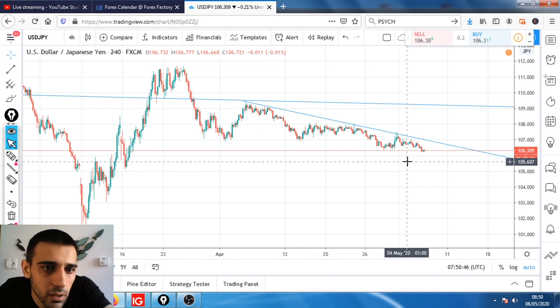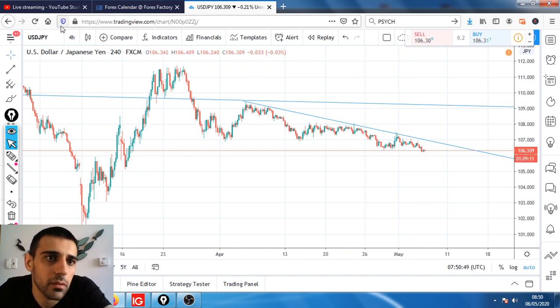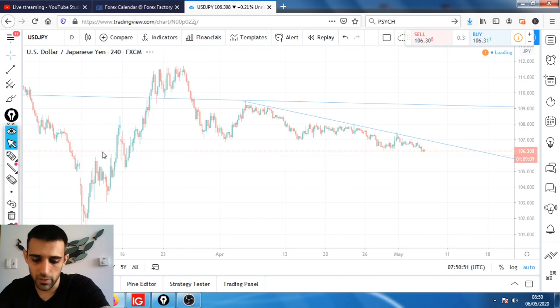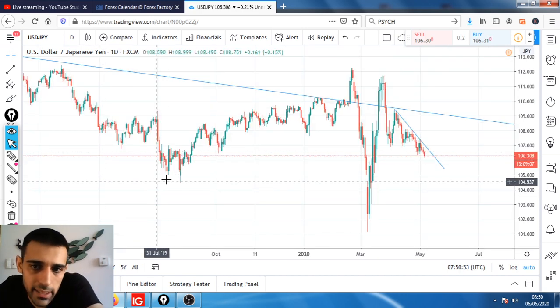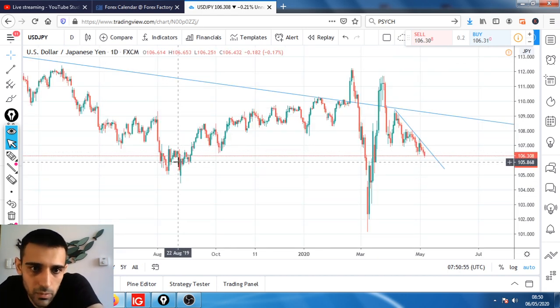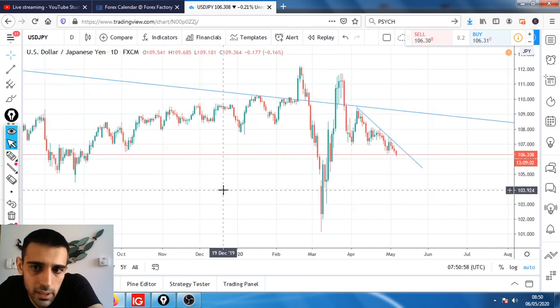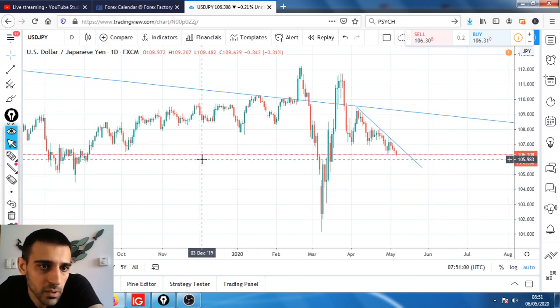105.60. That could be good. Okay, let's go to the daily time frame. Now I'm looking for the potential target in this one, the 105. We can use the daily time frame. This is a bit closer to the target.